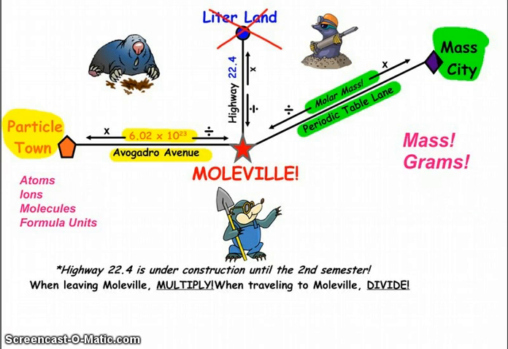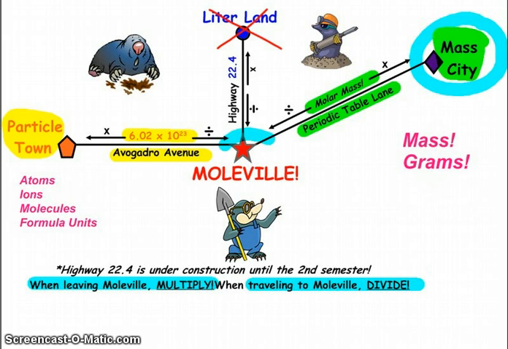Now at the bottom you'll notice, and you'll see it on the arrows going between the places, but when you are leaving Moleville, you will multiply. If you're traveling to Moleville, you'll divide. So when we do these problems, if you're going from mass to moles, then you would divide by the periodic table, the molar mass. So that's kind of how the map looks. But let's see this in action.